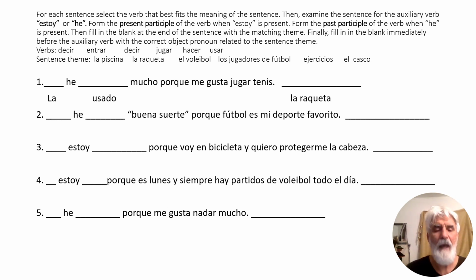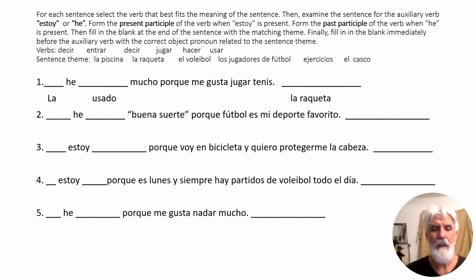In number 2, we have he, again, as our auxiliary verb. So we want to use the past participle of whatever verb we decide to use there. So something about: Yo he blank buena suerte. Something about me having done something with buena suerte, because soccer, fútbol, es mi deporte favorito, because soccer is my favorite sport. So I have done something with buena suerte. Well, maybe decir, maybe I have said buena suerte.